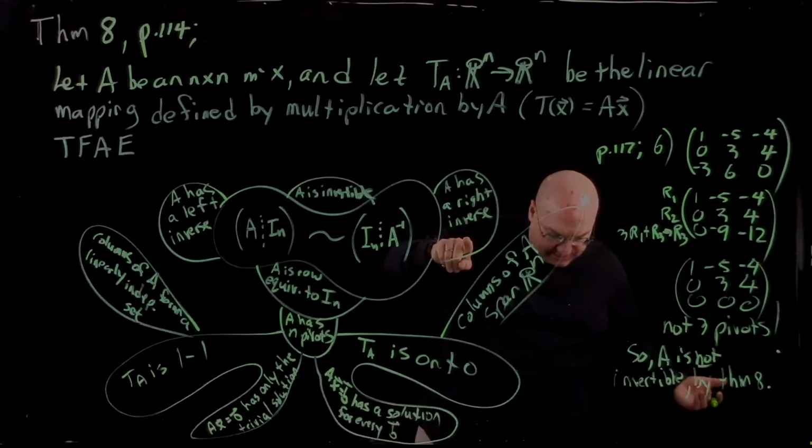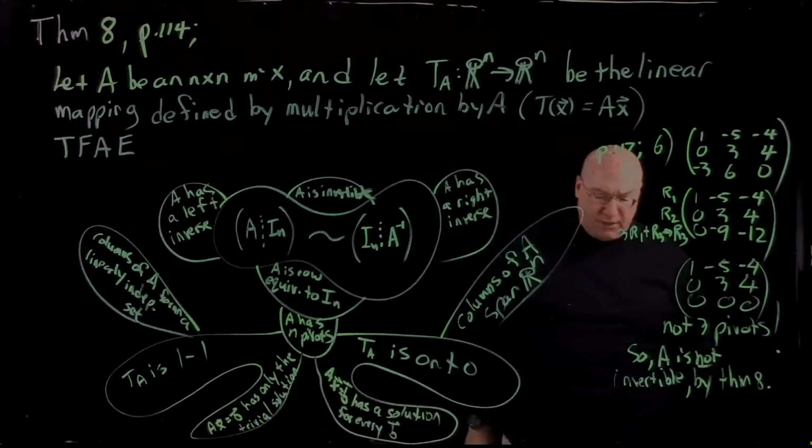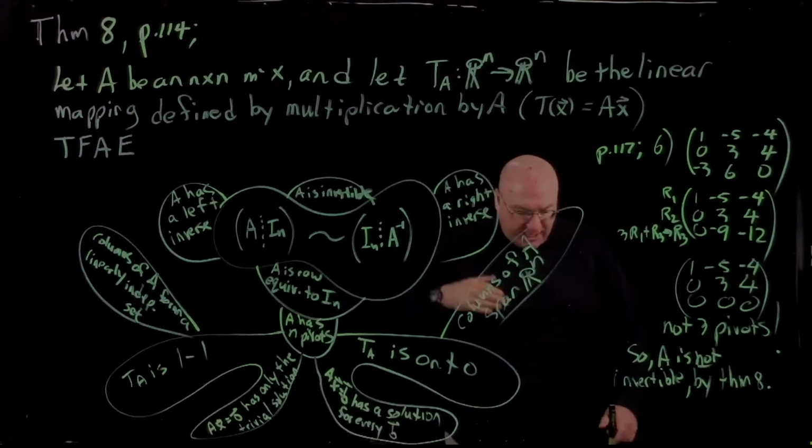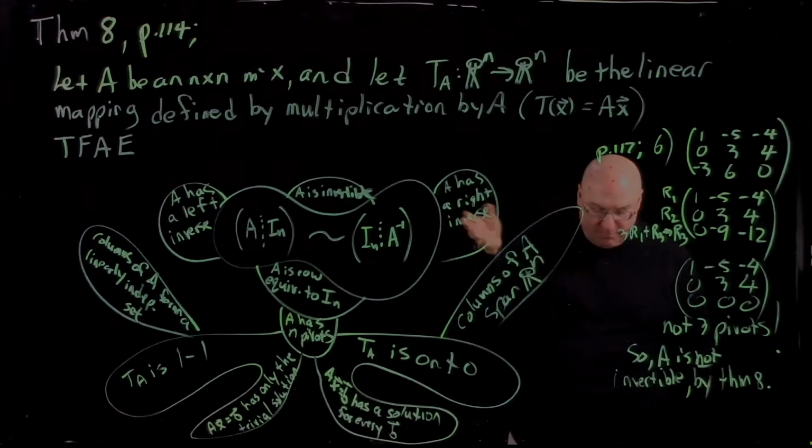The next statement is, then there is also an n by n matrix C such that CA equals I. Then we would have a left inverse, so that's true, right? By theorem 8, that's true. Again, we're assuming that A is n by n, always. So that one's true.